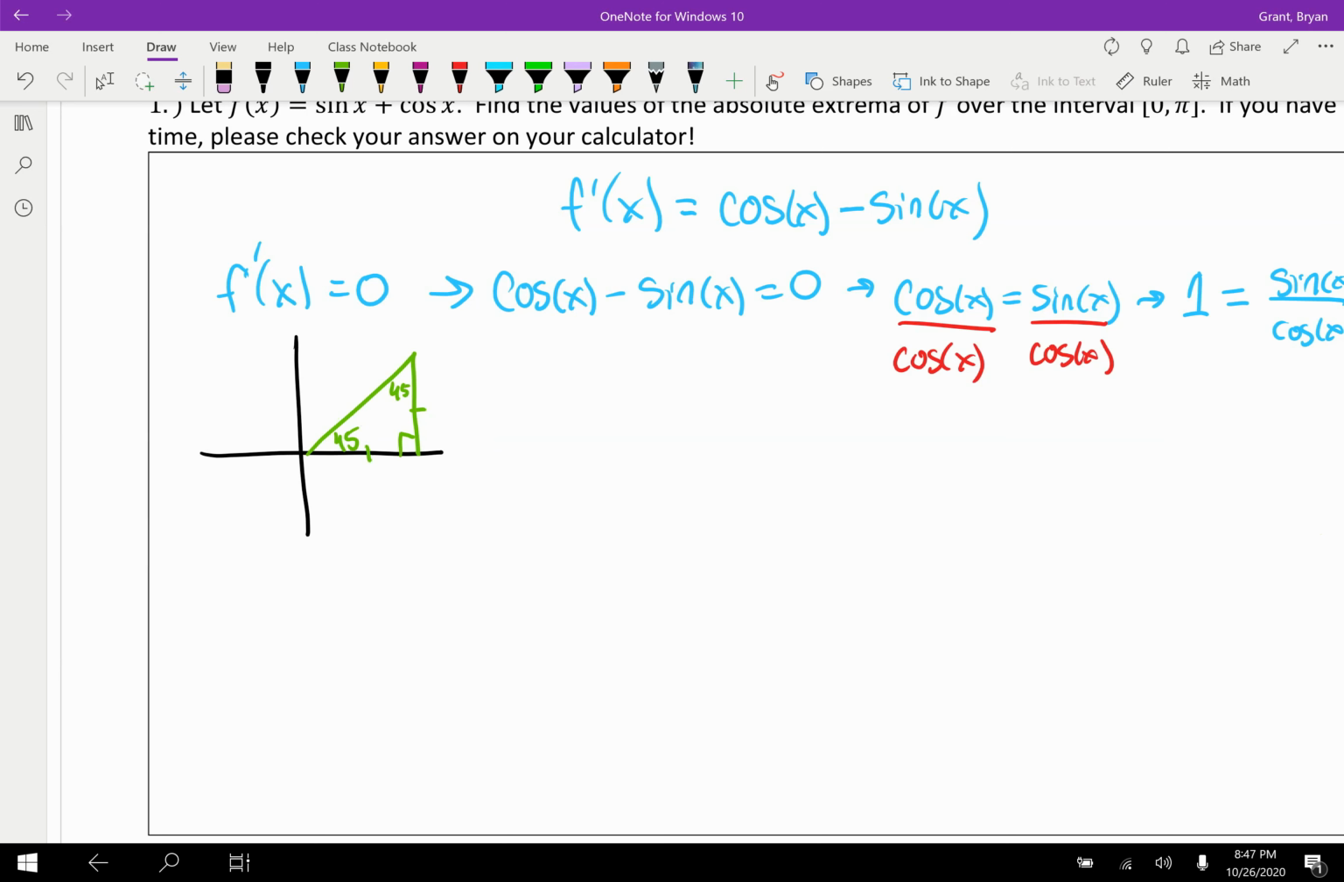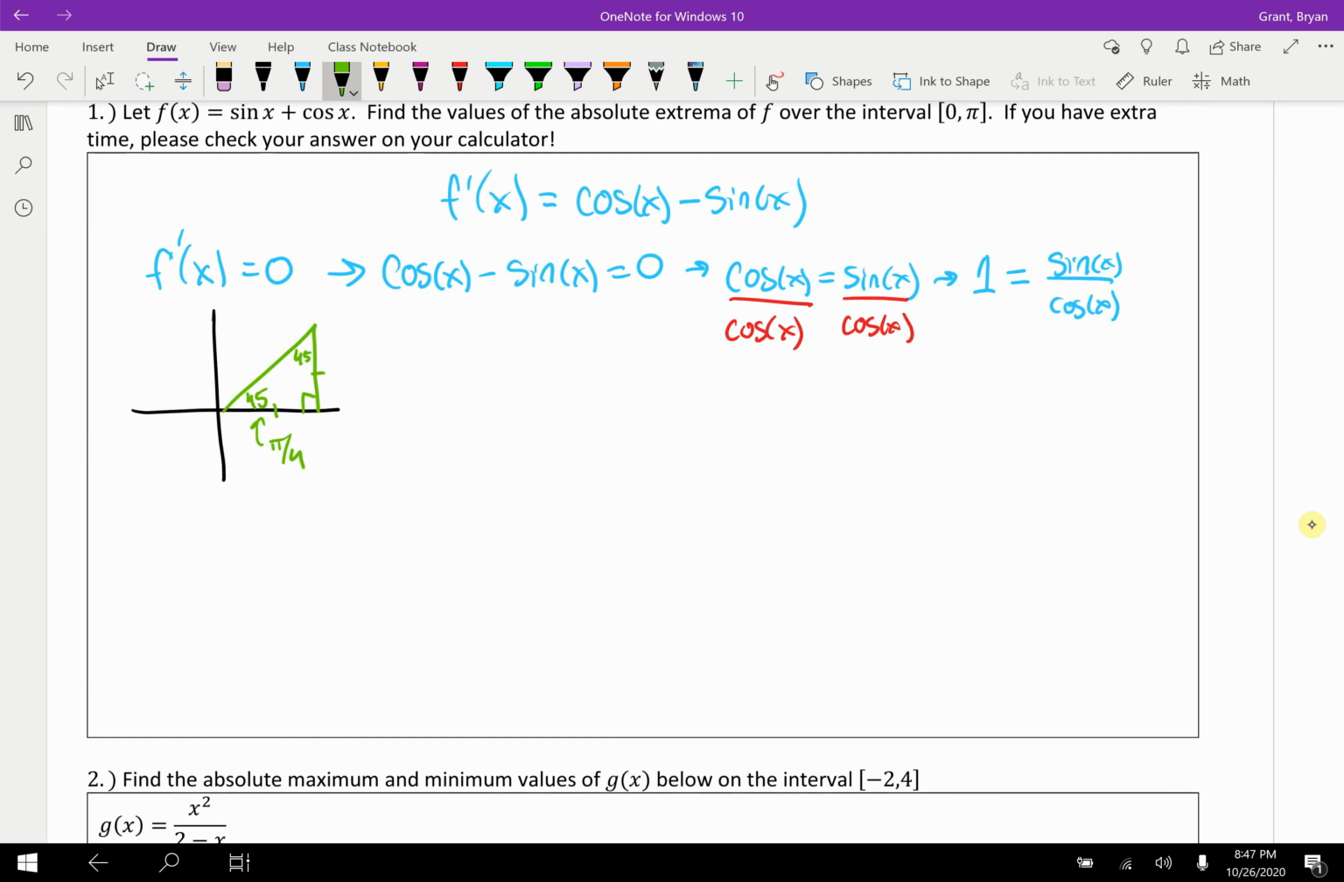Sine or cosine of 45, or if you remember, pi over 4, sine of pi over 4 and cosine of pi over 4 are either 1 over root 2, or if you rationalize, root 2 over 2. So that is definitely a location where they are the same. So going over to solve this equation, we can say that x is definitely pi over 4, but don't forget we can keep going around.